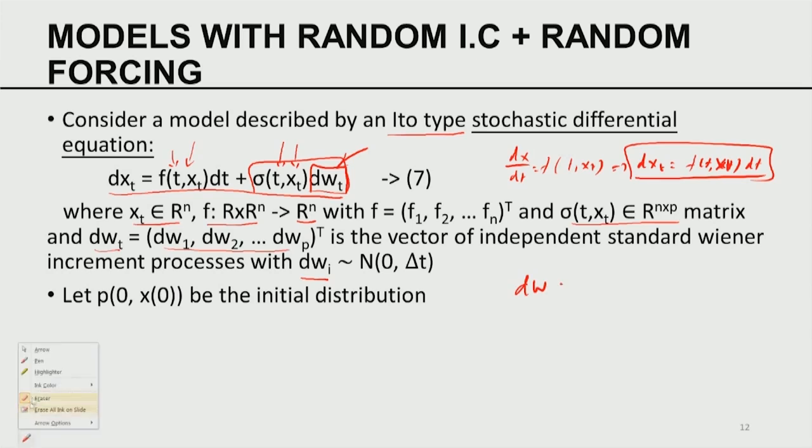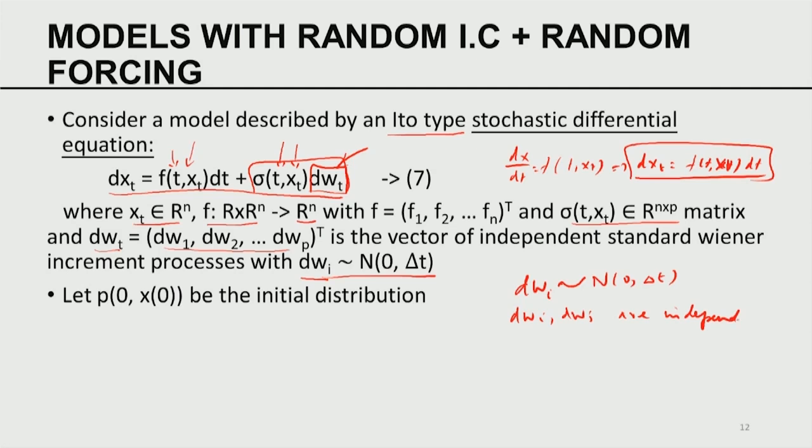So the ith component of this vector is called dwi. If I consider the ith component, I am going to talk about the properties of this. This is a random variable which is normally distributed whose variance is delta t. What is delta t? Delta t is a short interval of time. So this kind of stochastic process is what determines the forcing term. dwi and dwj are independent stochastic processes for i not equal to j. So the vector dwt is a collection of p Wiener increment stochastic processes which are stochastically independent of each other.